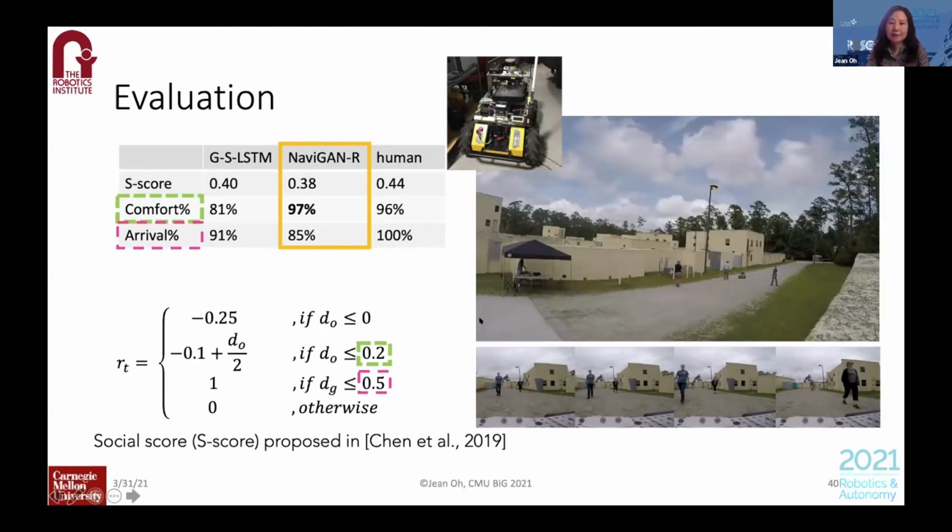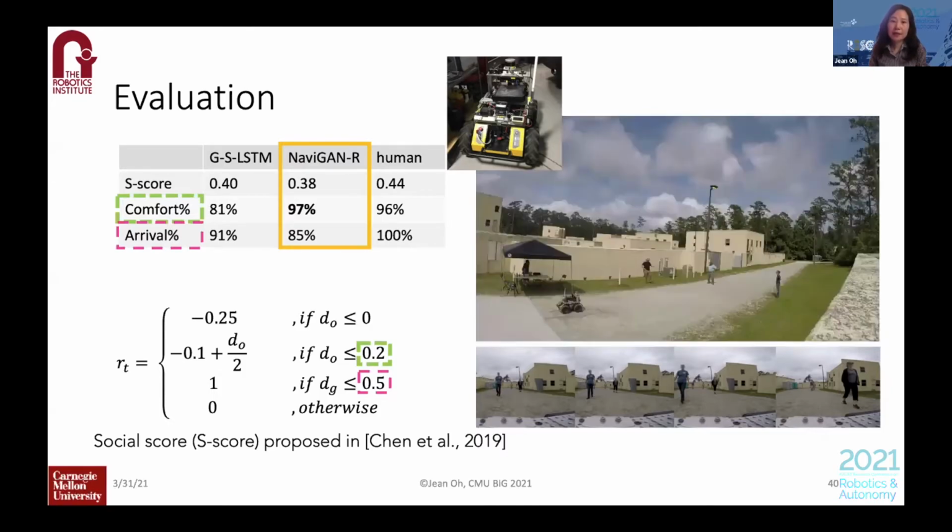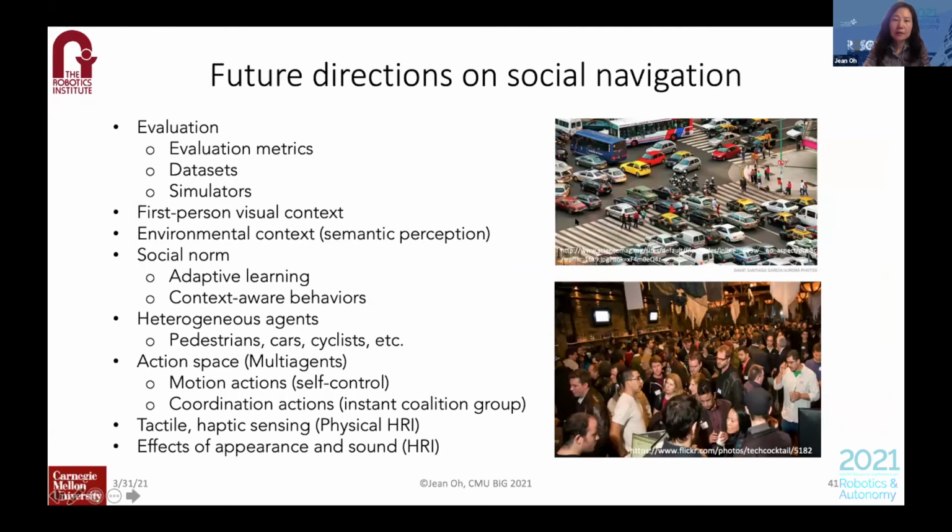And partly the reason is this robot is very small, low in height, and it makes a lot of noise. So people's reaction is very different. So that leads to future directions. Here I'm going to talk briefly about the identified challenges.